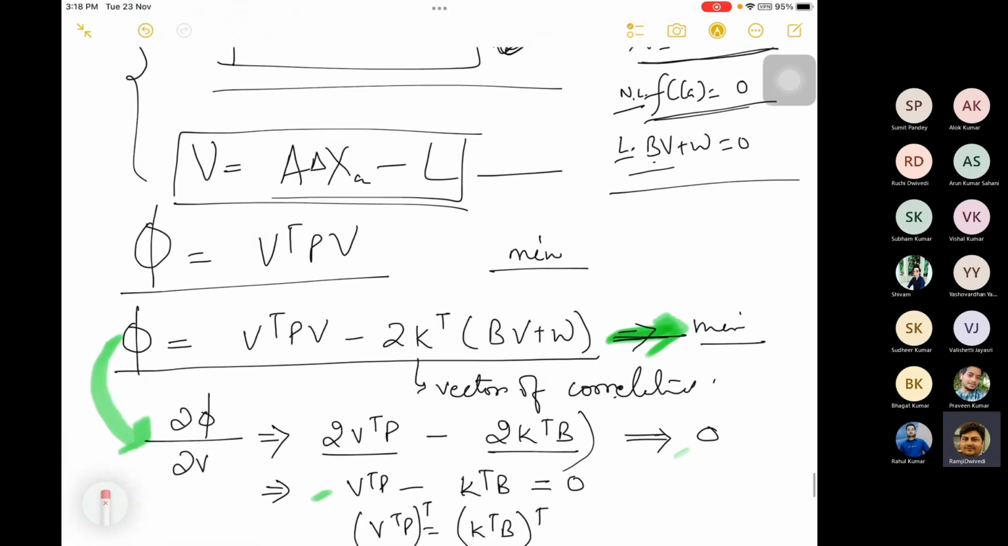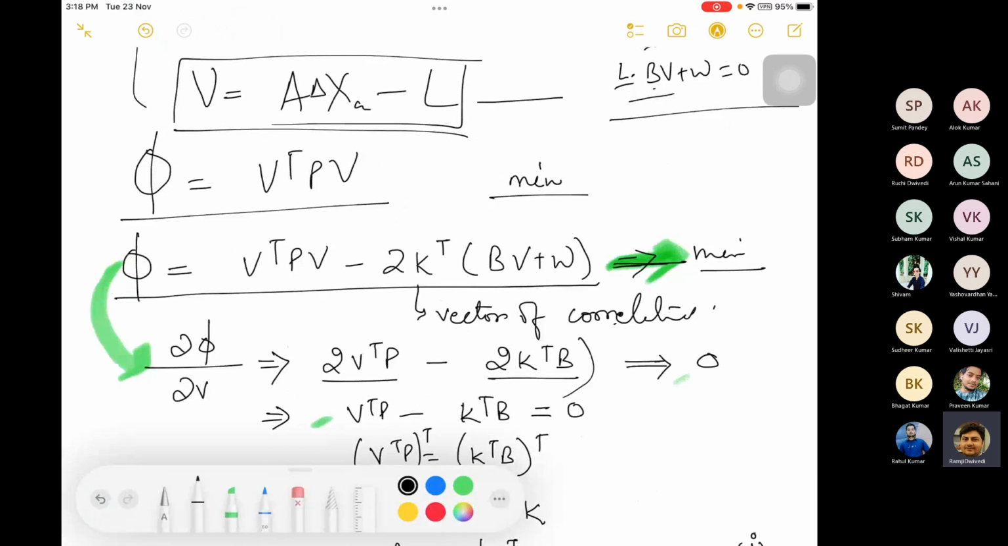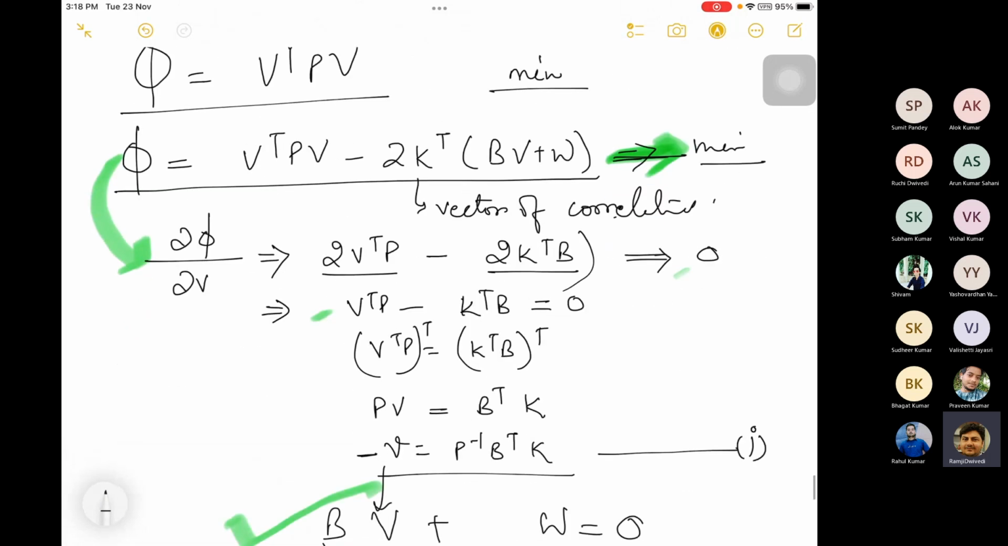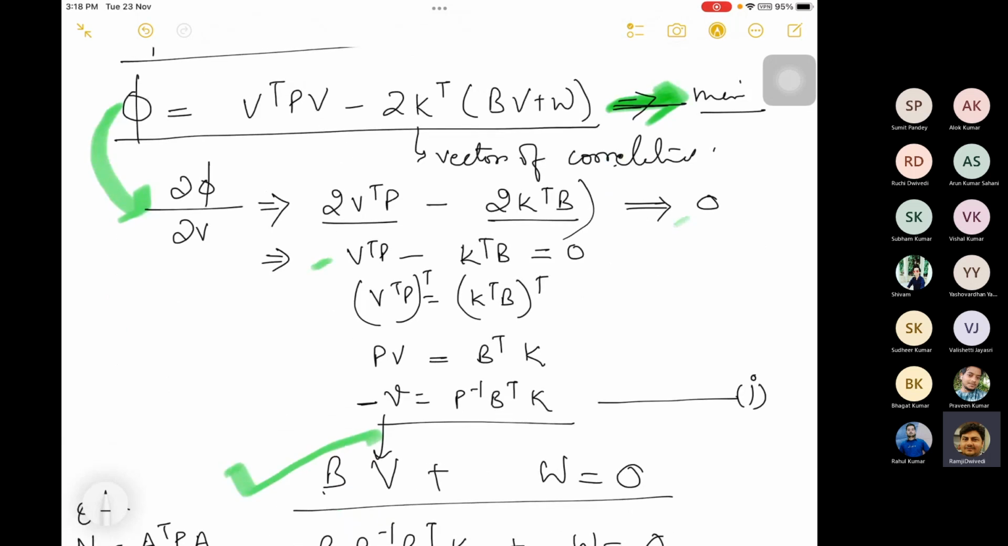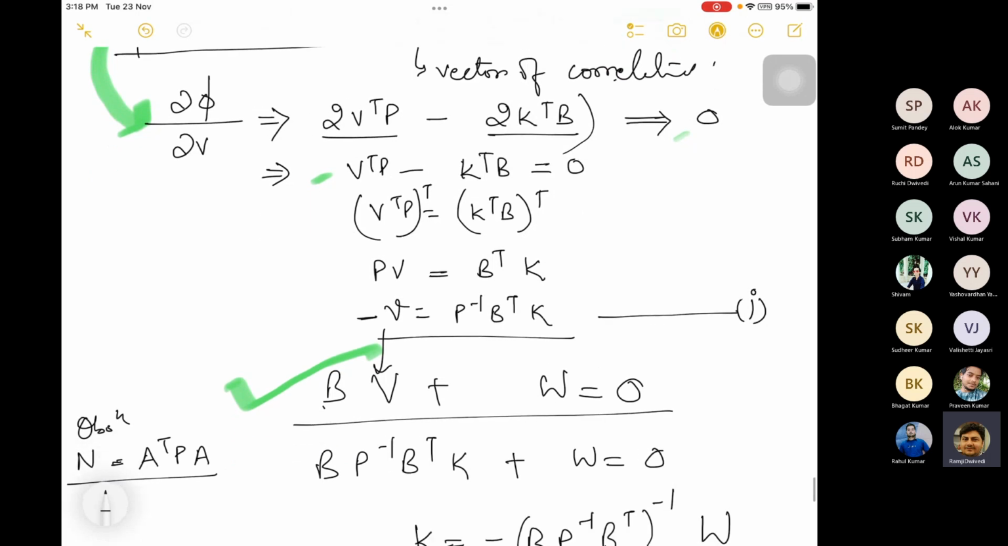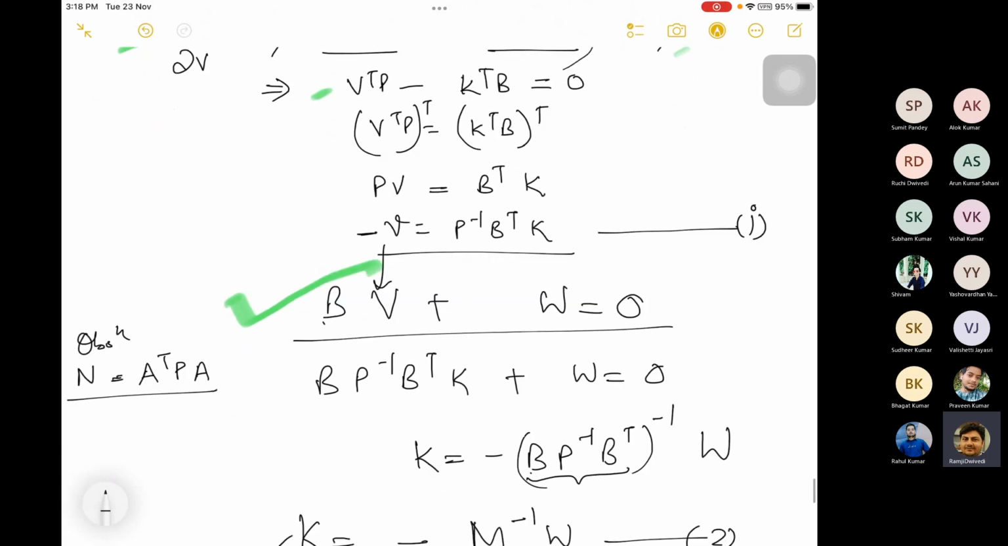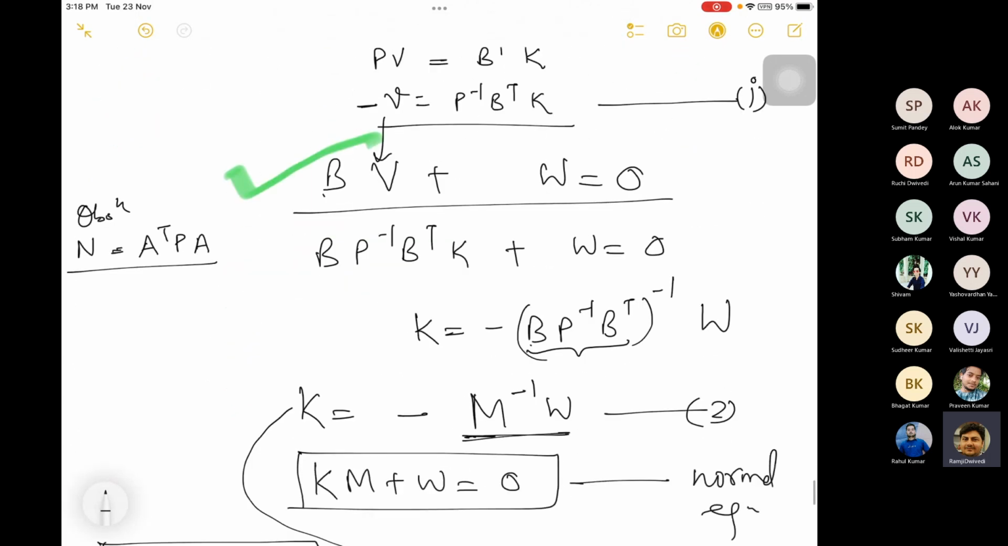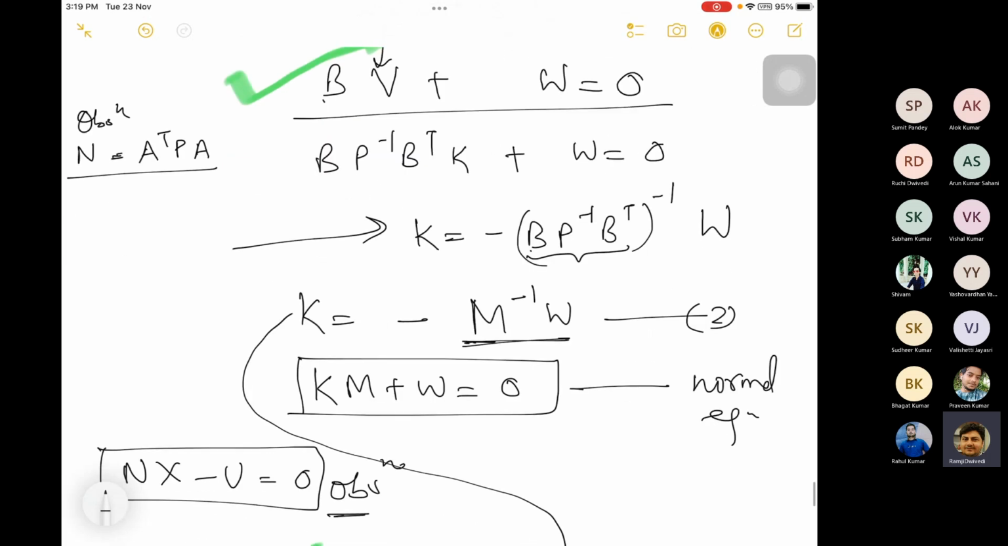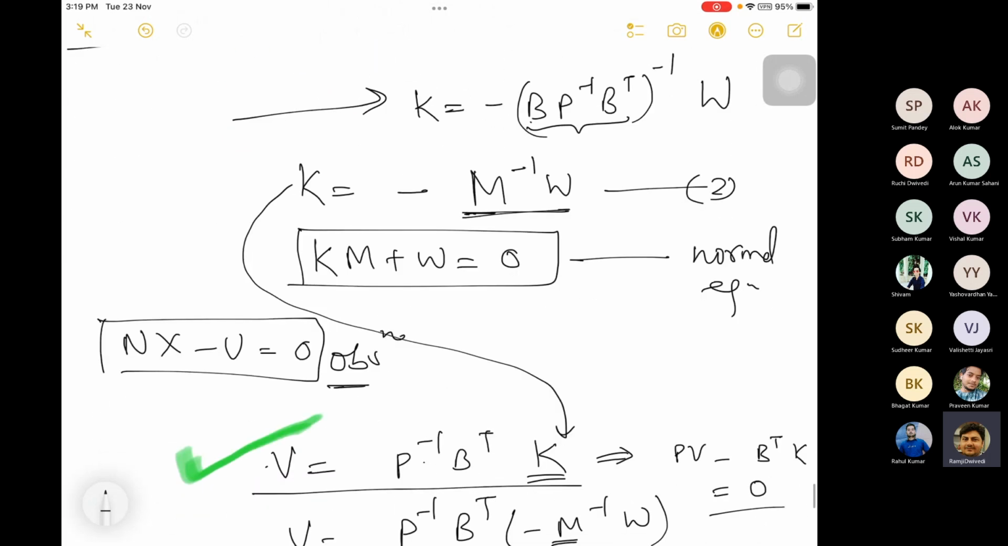So again, your basic equation is phi is equal to VTPV, but here we have extended the model a little bit to get the solution for our required problem. Phi is equal to VTPV minus 2k transpose PV plus W. And then we solved it using partial derivatives, and we reached this intermediate solution for K, which is BP inverse B transpose whole inverse W, then K would be called as KM M plus W.